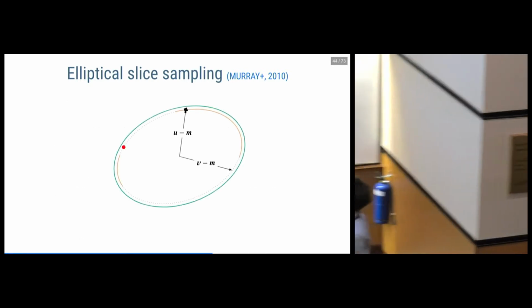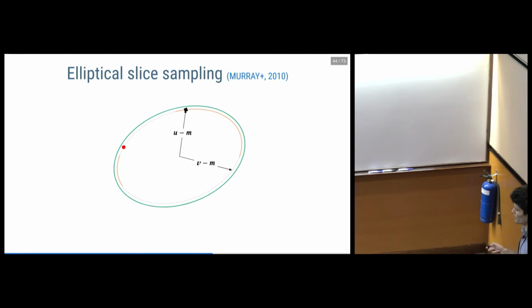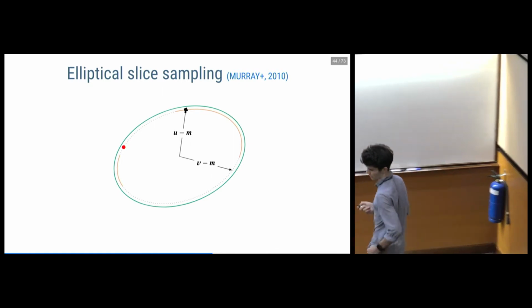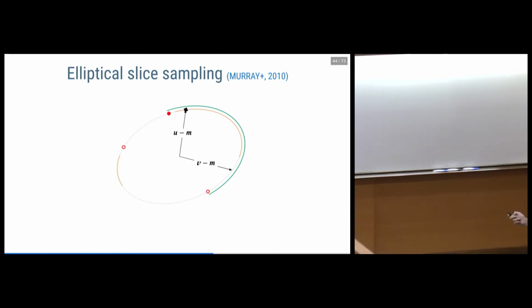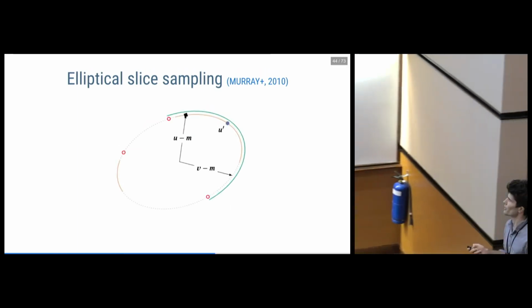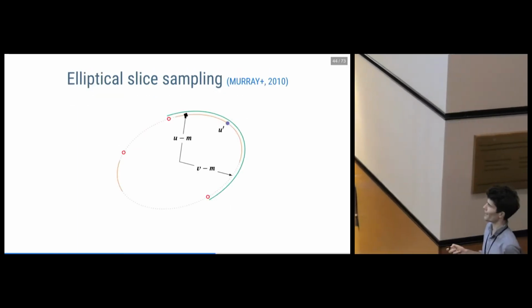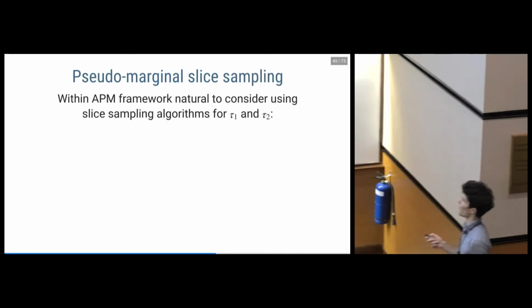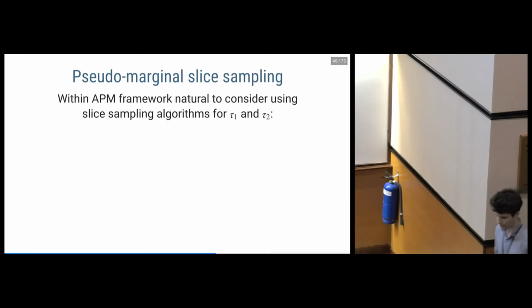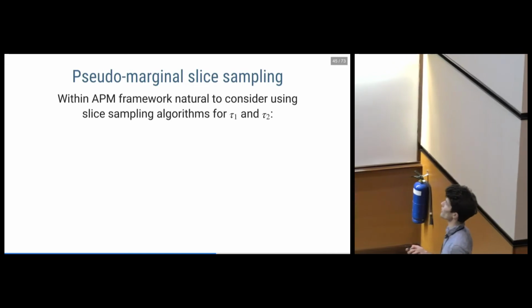Okay, as I said, how am I doing on time? Okay, I'm going to skip over the details here, because the actual implementation of the algorithm ends up looking a lot like that initial linear slice sampling algorithm, just with some tweaks to the elliptical geometry. And move on to actually considering how we might use these algorithms in practice.